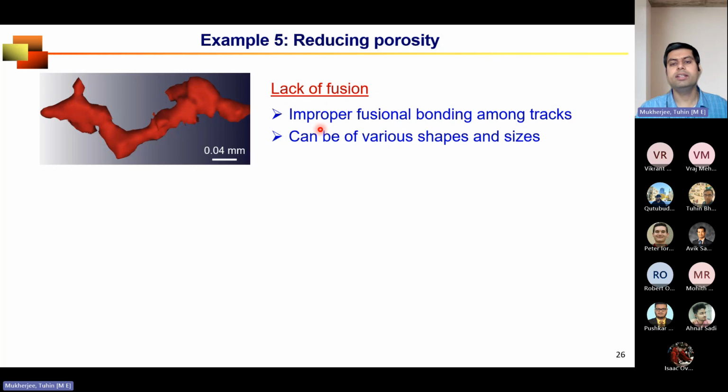What is the origin? The origin is improper fusion bonding among tracks. In additive manufacturing, we deposit multiple tracks to make a part in 3D. If 2 consecutive layers or 2 consecutive tracks do not fuse properly, they will end up having lack of fusion. And that defect can vary significantly in terms of shape and size.